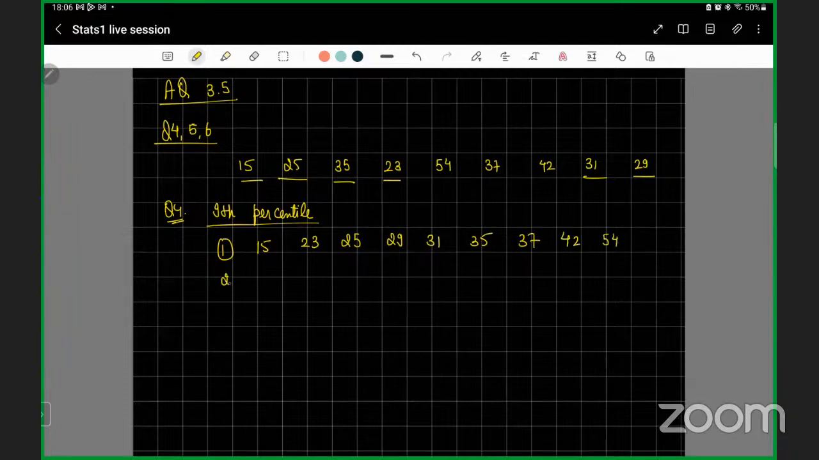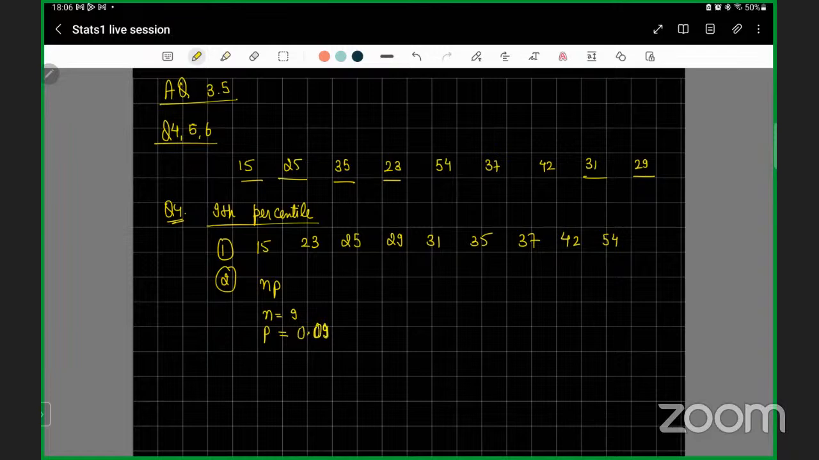Now the second step is you check n times p. What is n here? How many data points are there? N is 9. What is p? You have to find the 9th percentile, so p will be 0.09.